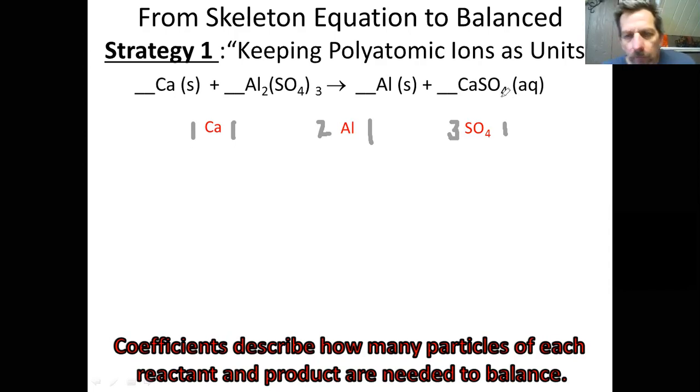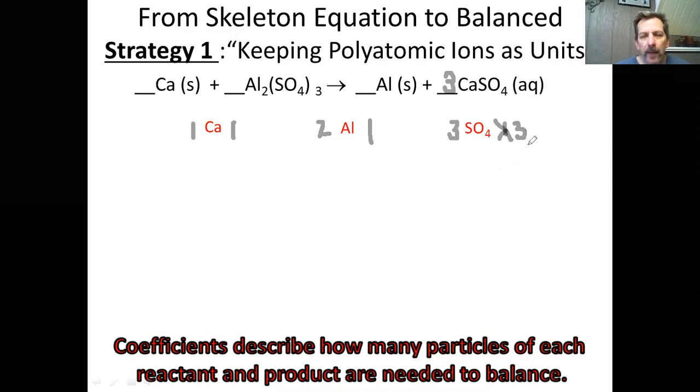So we're going to choose coefficients to begin to balance this. Maybe a good place to start would be with our SO4 ion. Notice there's 3 SO4s on the left, but only 1 on the right. We fix that with coefficients. So we want some coefficient in front of this chemical that will triple the amount of SO4, and 3 causes that to triple. So we get 3 SO4s now on the product side.